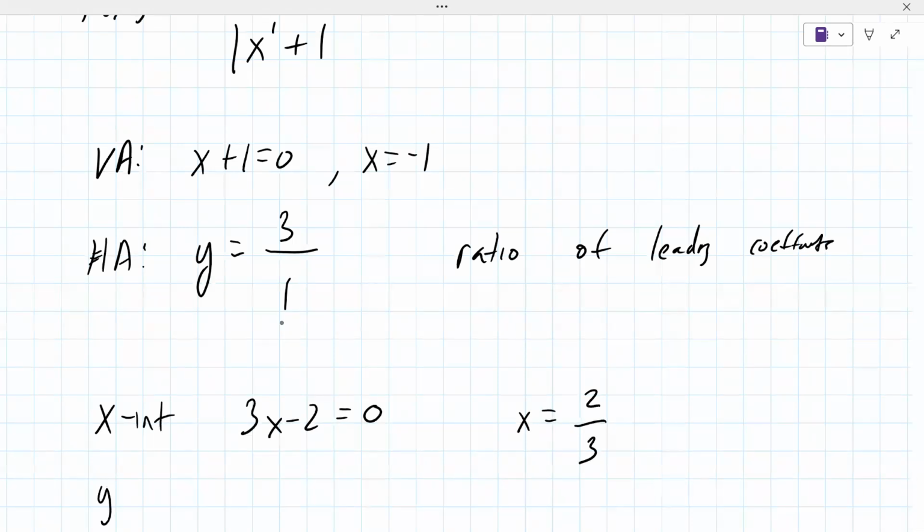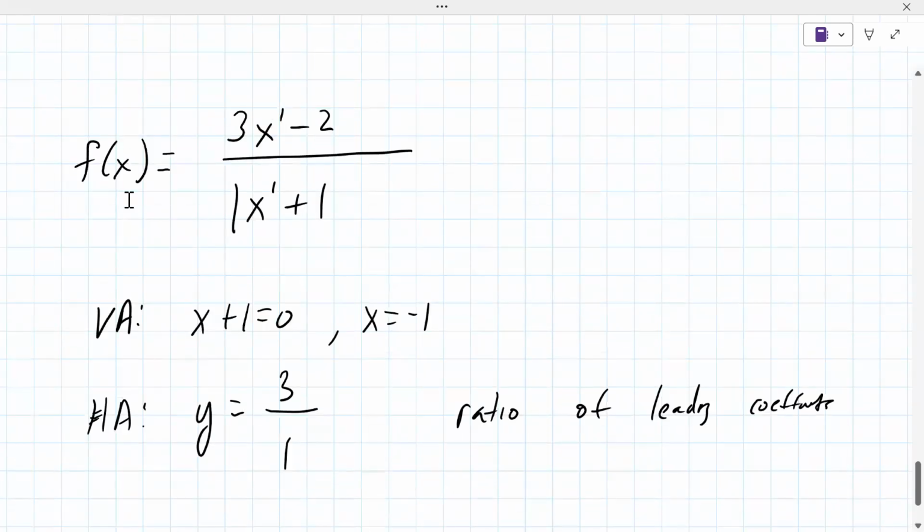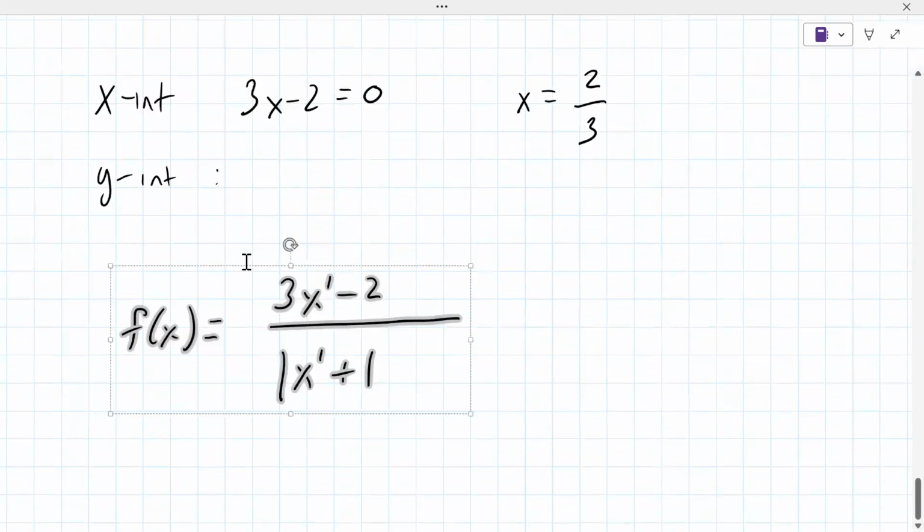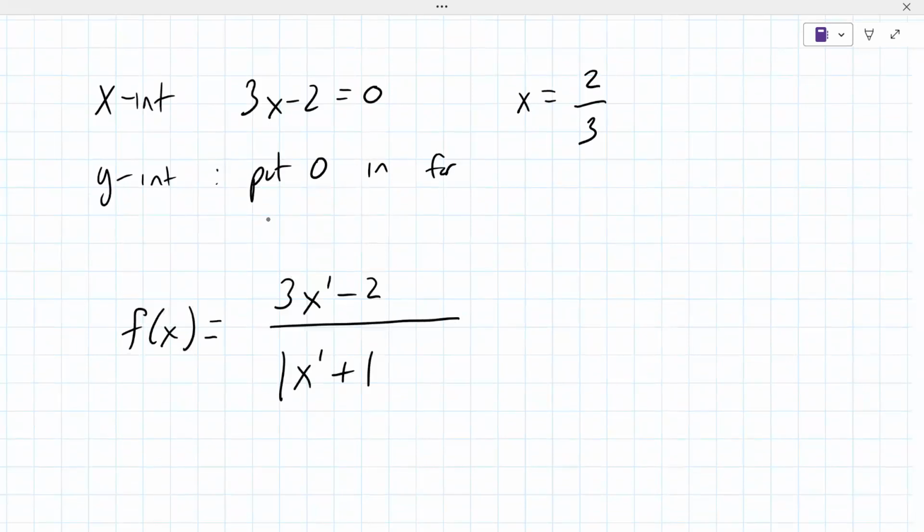And the y-intercept, it's a little bit different here. You have to put 0 in for x back into this one right here. What does that become? -2/1. What does that reduce to? -2. All right, very good.